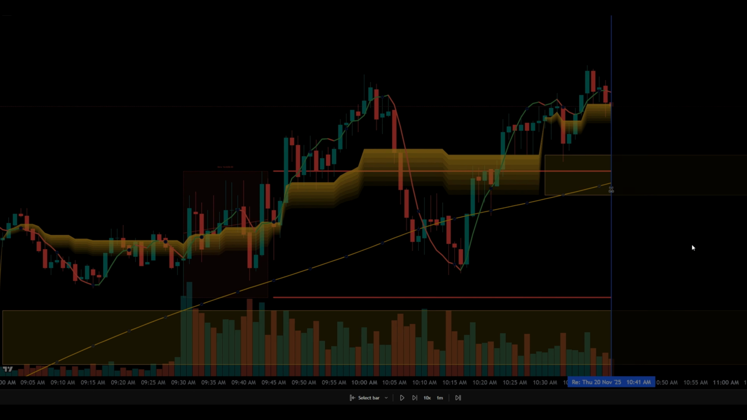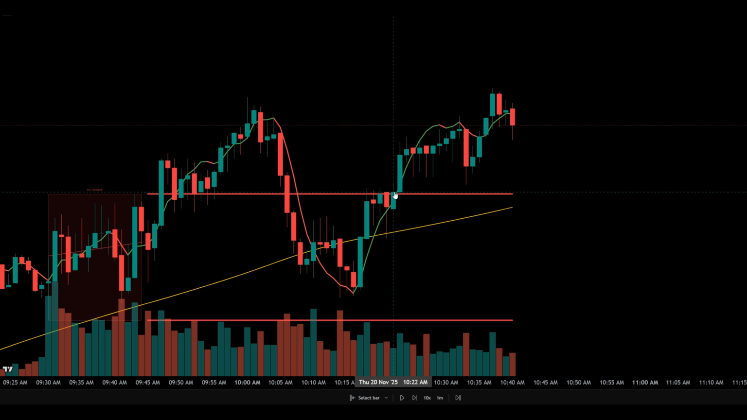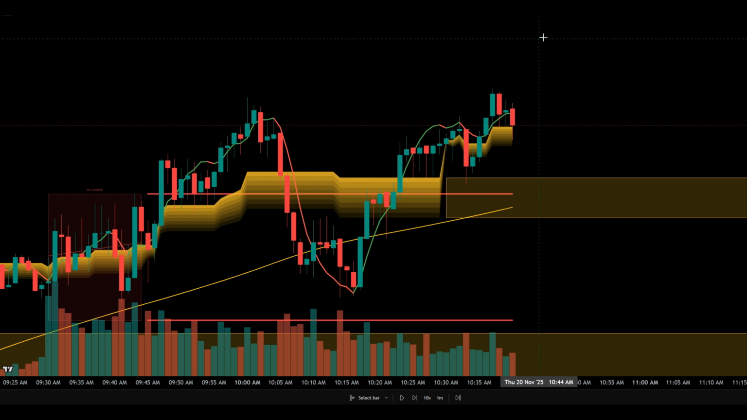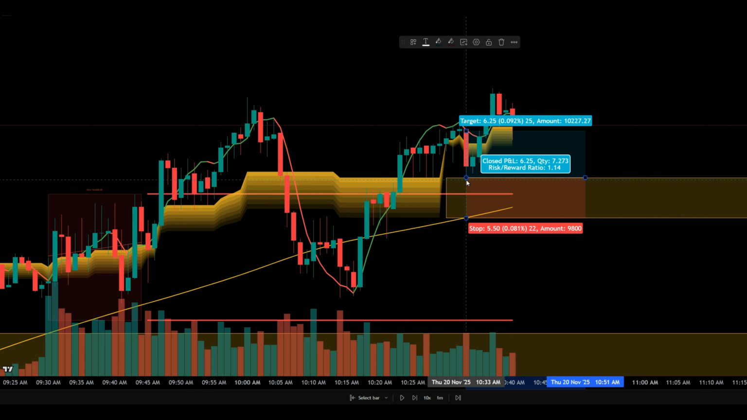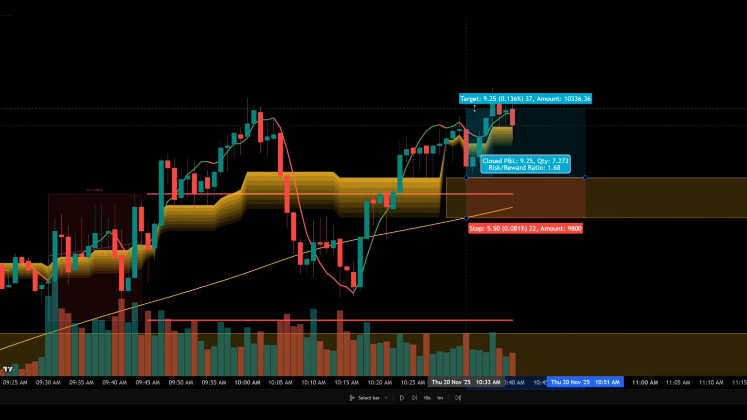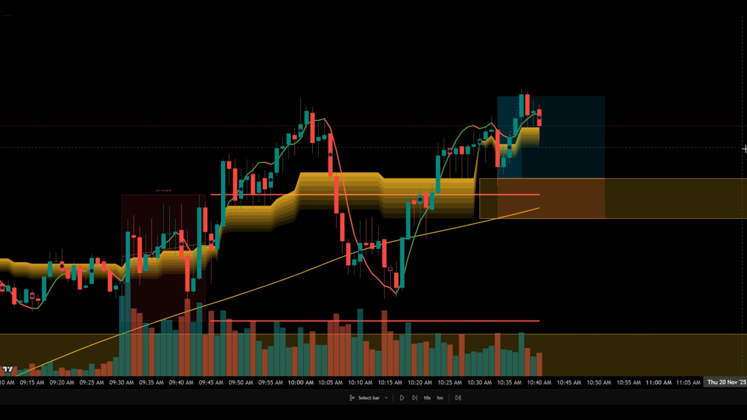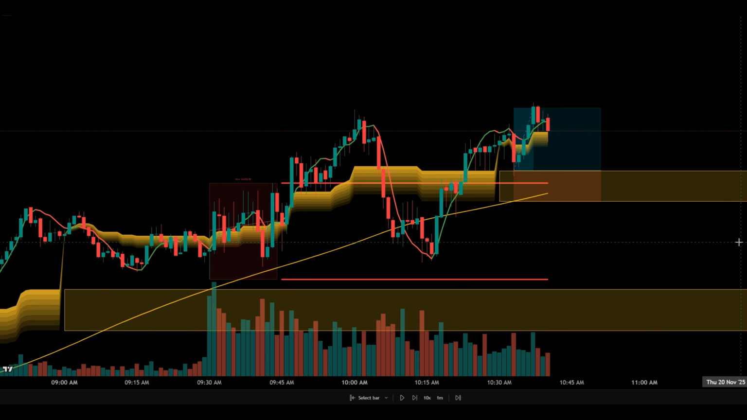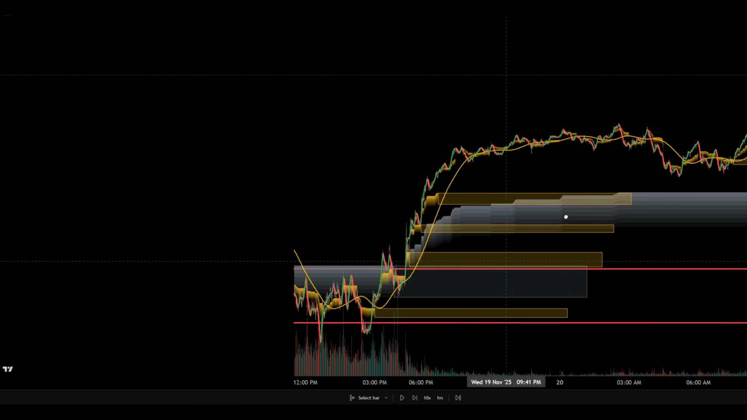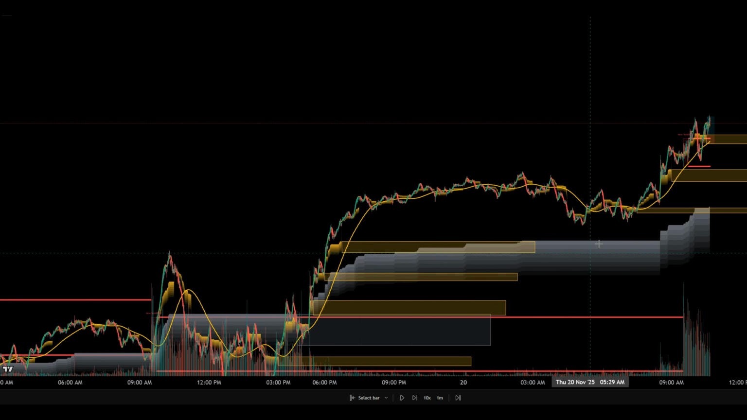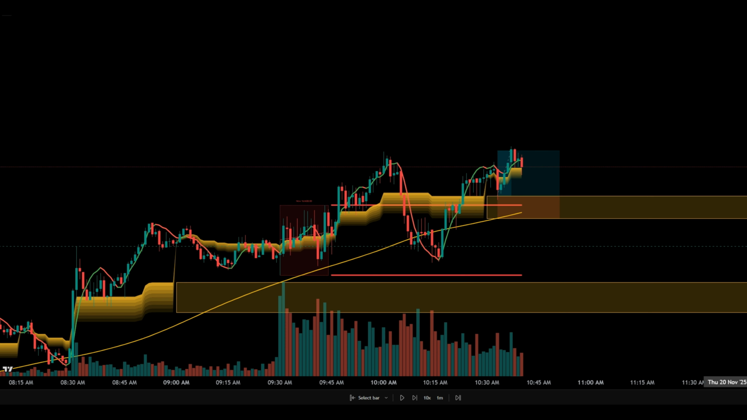Hold on. Let's see. And we break out. 350 zone is created. We set our limit order right here, put our stop right there, and see if we can get to a 2-to-1. Holy crap, this actually wins. See, that's not bad.